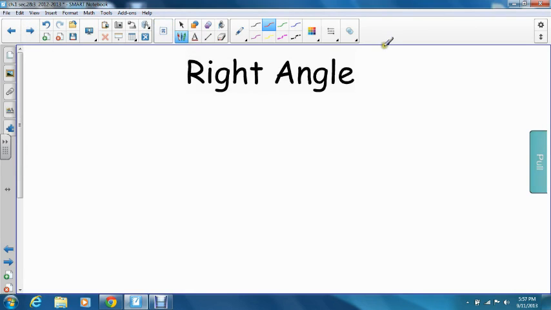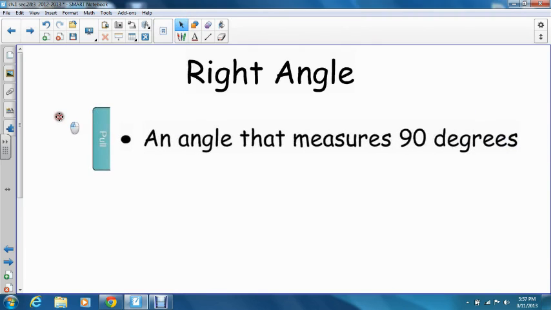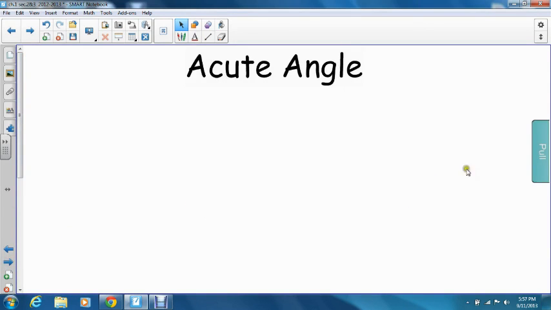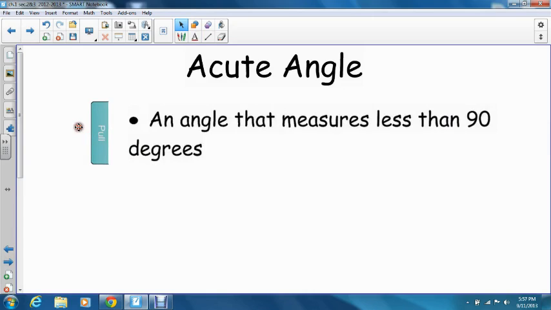planes. These next couple terms, we're going to go through very quickly. These all should be familiar. A right angle is an angle that measures 90 degrees. It has to be exactly 90 degrees. Next term is an acute angle. An acute angle measures less than 90, but greater than 0. Has to be less than 90.